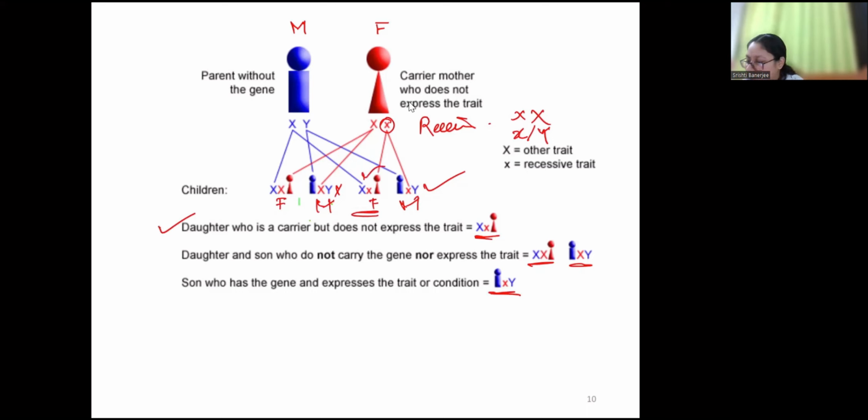Oh, this is a female. Sorry, like this is a female. Okay, this is a female. This one is a male. This one, and this male is the one who is affected.